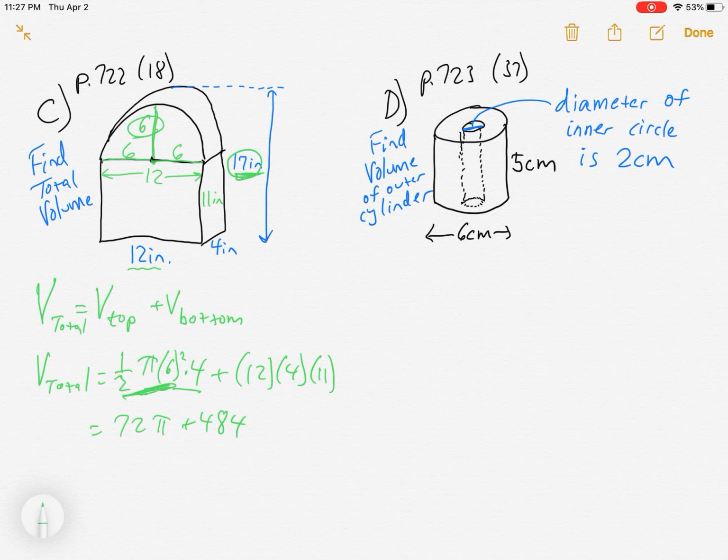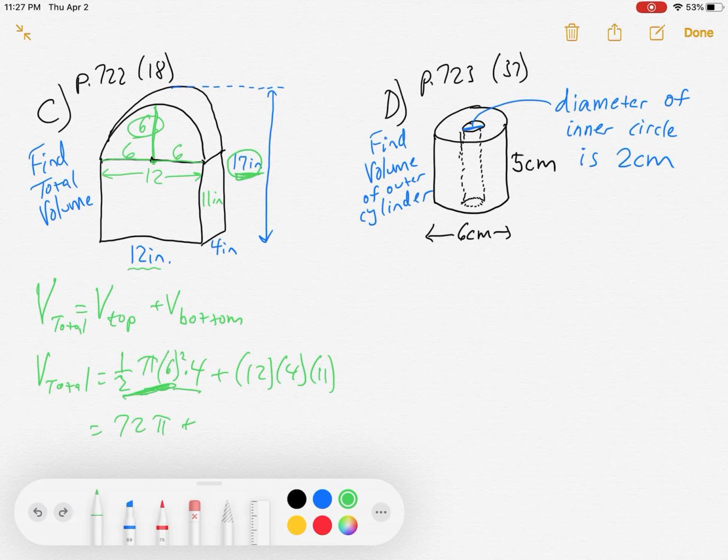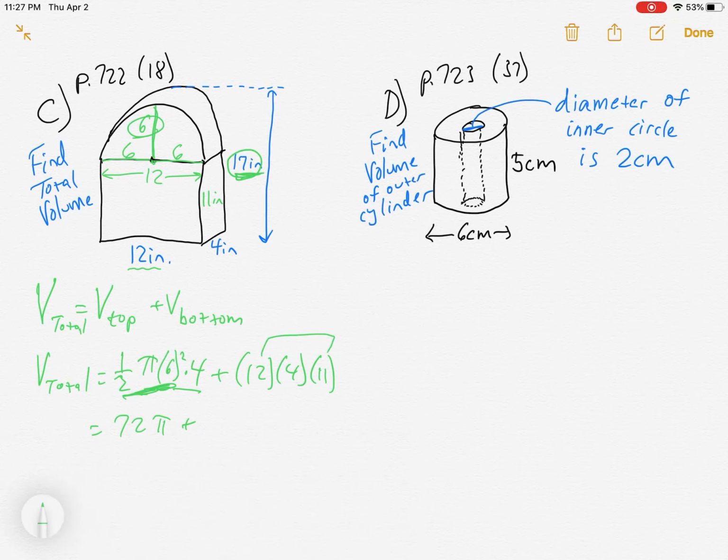Multiplication error. So probably the best way to do it would be 132 times 4, which would be 400 plus 128, or 528. And those units are in inches cubed. 72 pi plus 528 inches cubed. So you'll see some on the homework. I think 19 I assigned to you. So we had to break it up into things we're more familiar with.